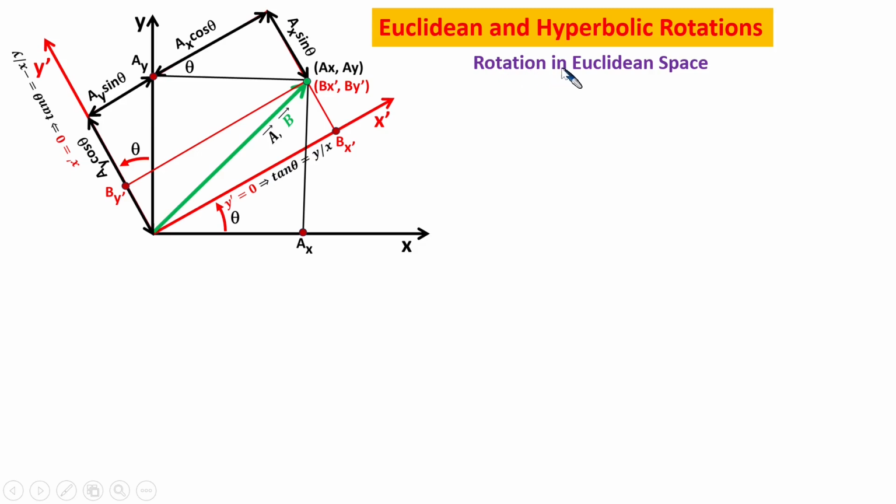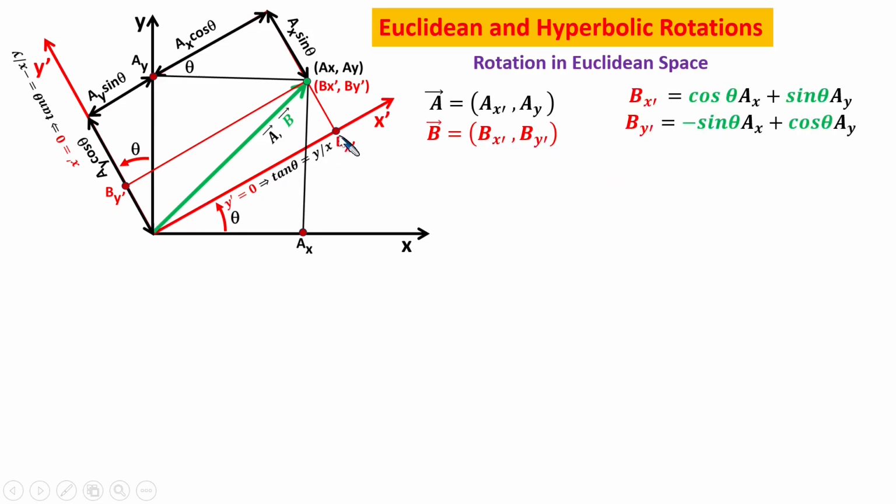So now how do we express this rotation in Euclidean space? This is point A, which has ax and ay, and this is point B. This is the vector A and B. A is in the black frame and B is in the red rotated frame. So bx prime is nothing but ay sine theta plus ax cos theta, which I have written here. And this distance by prime will be ay cos theta minus ax sine theta. So now one can generalize: x prime is cos theta into x plus sine theta into y, and y prime is minus sine theta into x plus cos theta into y.